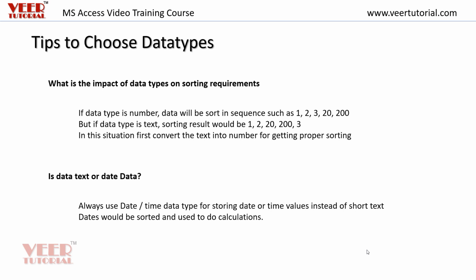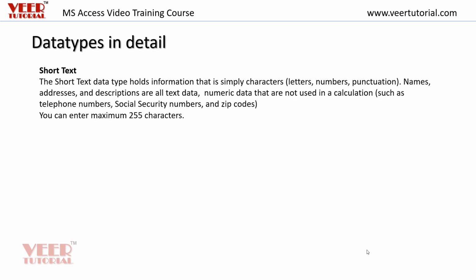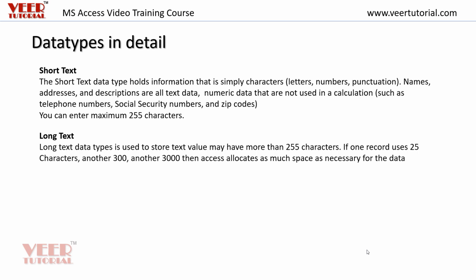Always use date and time data type for sorting date, time value instead of short text. Dates would be sorted and used for the calculations. The short text data type holds information that is simply characters, letters, numbers, punctuations, etc. Numeric data that are not used in the calculations, such as telephone numbers, social security numbers, PAN numbers, and zip codes, can be entered in the short text only. We can enter maximum 255 characters in the short text. If we have more characters, then we must use long text.